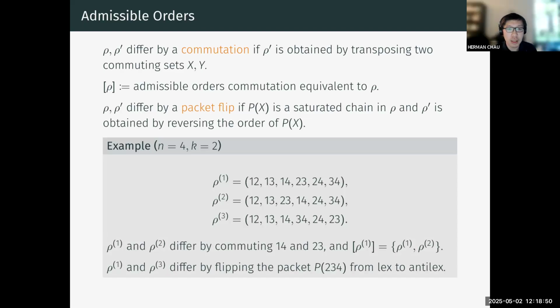So probably easiest to just see an example. So here k equals 2, so we're back in the commutation classes of reduced expressions case. So rho 1 is the lex order on these size 2 subsets. Rho 2 we obtain by commuting 1, 4 and 2, 3 because they don't share any elements and their packets have empty intersection. And then rho 1 and rho 3 are obtained by flipping the packet p of 2, 3, 4. I'm not sure if my mouse is visible, but if you look at the last three elements here, 2, 3, 2, 4, 3, 4, they get flipped in rho 3. And so that's analogous to doing the braid move on the last three crossings in our wiring diagram that we saw earlier.